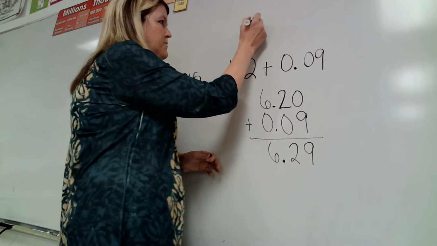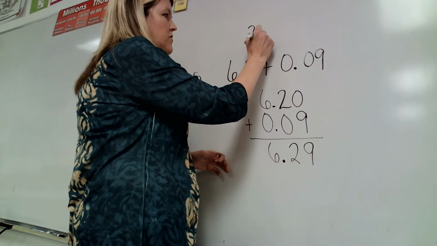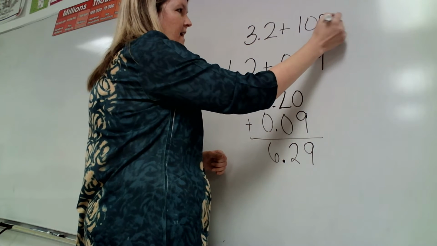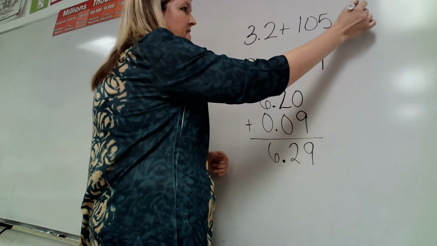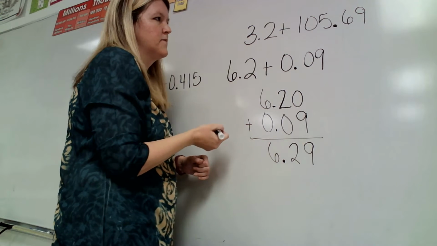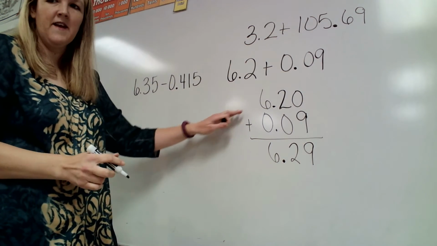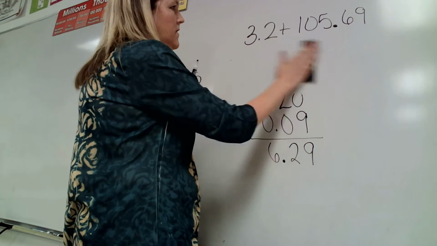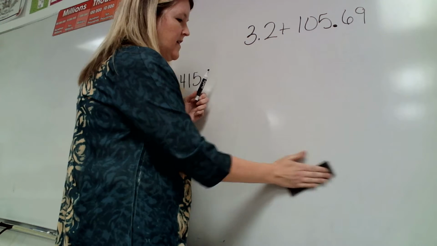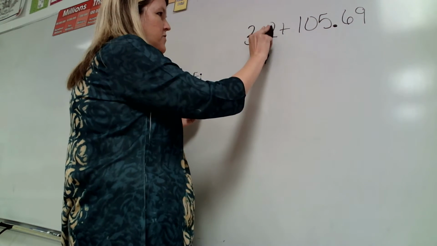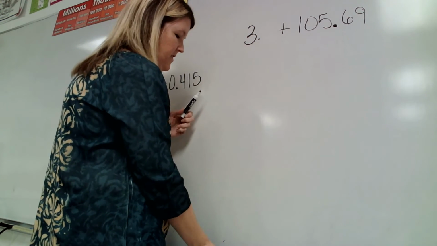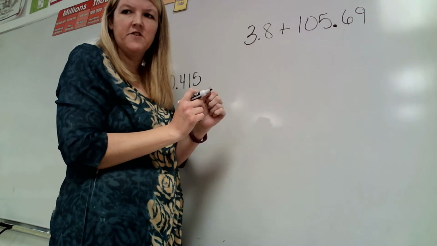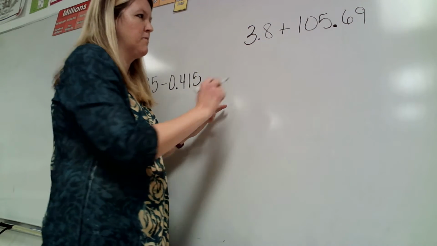So if I had, let's say I had 3 2/10 plus 105 and 69/100, then I'm going to have to do the same thing. I'm going to line it up based on place value. And let's go ahead and I'm going to change this to an 8 here. So if I had 3 8/10 plus 105 and 69/100. So I want to make sure again that I line it up based on place value.